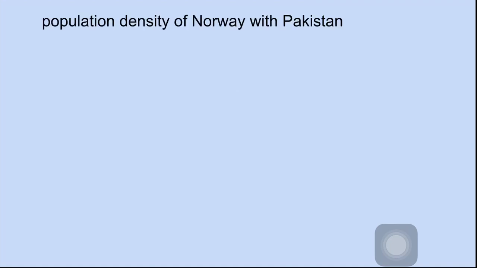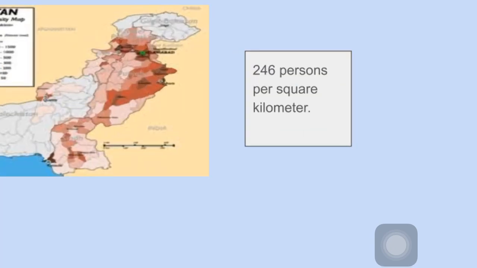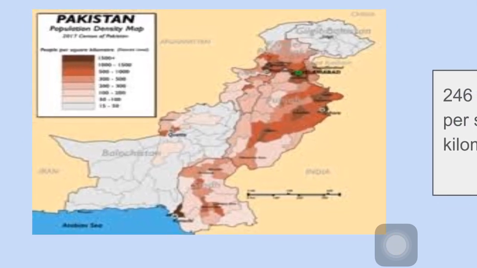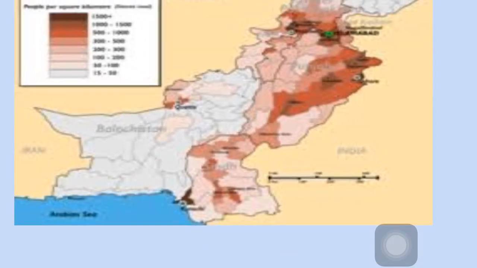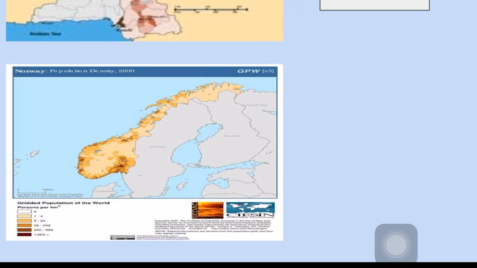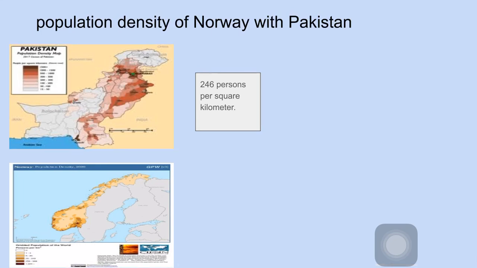So now let's compare the population density of Norway with Pakistan. This is the population density of Pakistan: 241 people live per square kilometer. According to this map of Pakistan, we are just talking about populated provinces like Punjab, and not about Balochistan. See Quetta, there is less population. Now see Norway's population. The inland area of Norway has more population. So we talk about this region. Per square kilometer, the number of people who live there is 16.6.